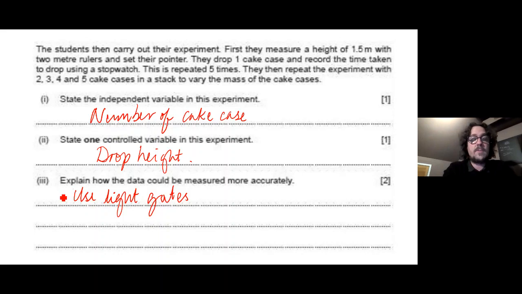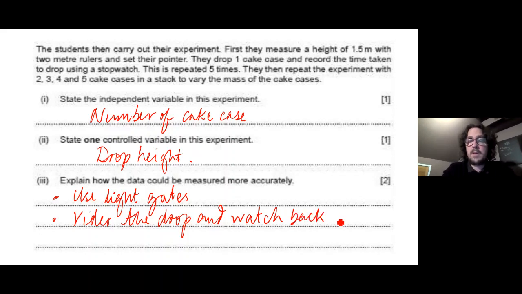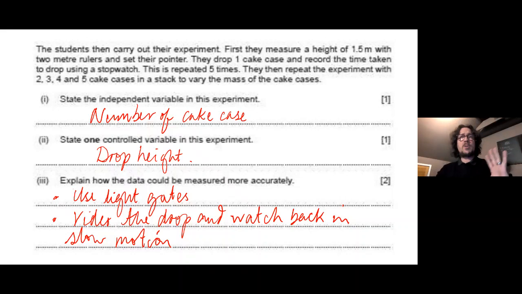So you could use light gates, or another one would be to video the drop and watch back in slow motion. Okay, that could be something that you could do as well. Anything that happens quickly that you want to measure, you could always video and then work out the time from that. So that's another thing to do, especially with some phones today.